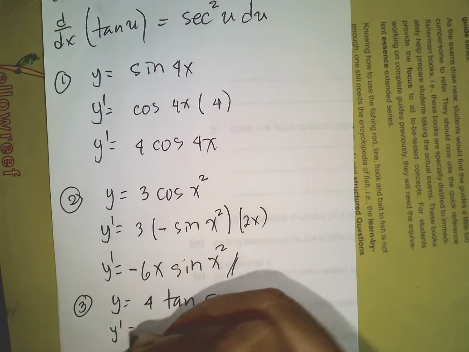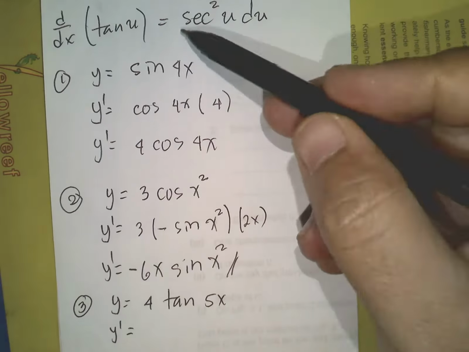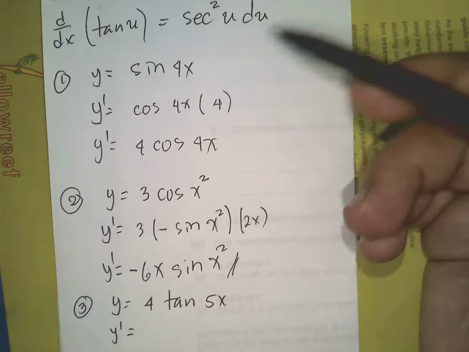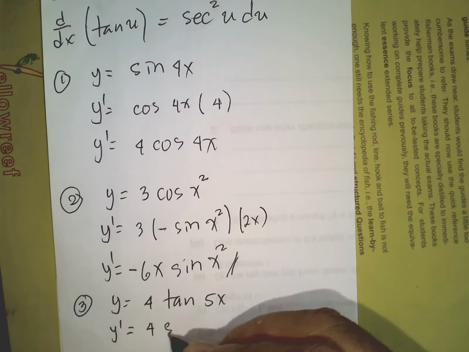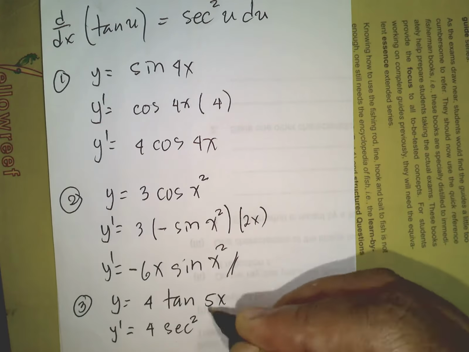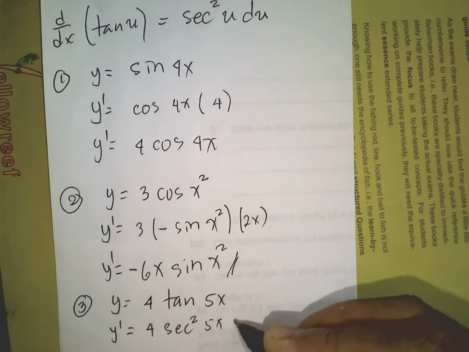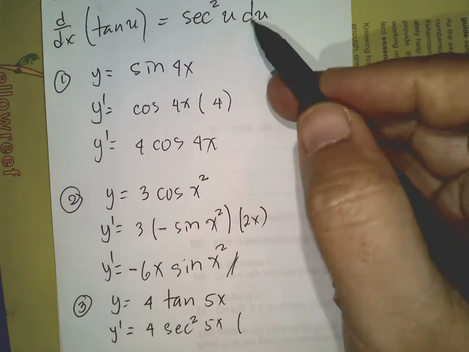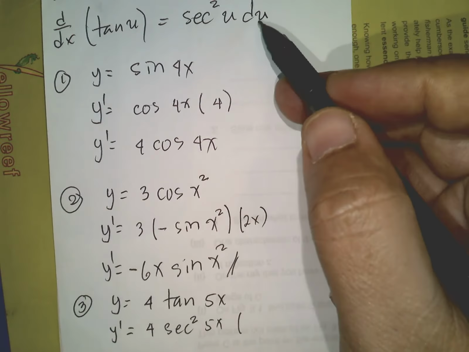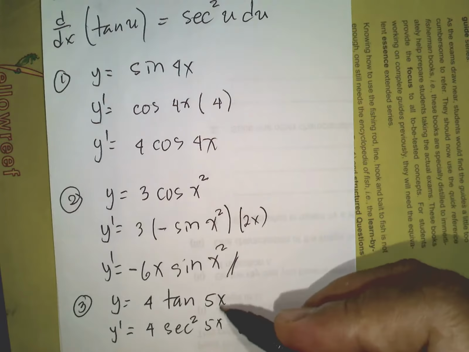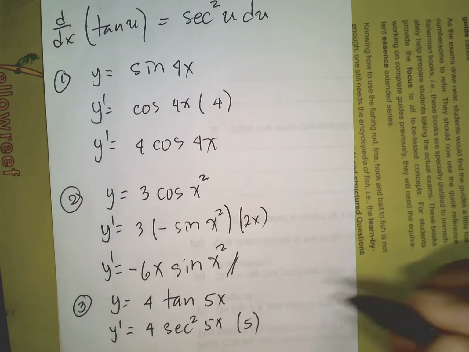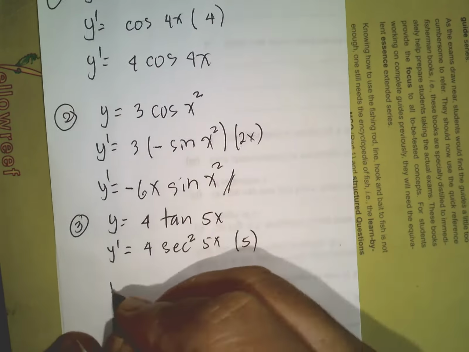So my y prime, my derivative according to this formula, is secant squared u du. So 4 times secant squared, your u is 5x. Then you multiply that by the derivative of your u. The derivative of 5x is 5. So the final answer now is y prime equals 4 times 5 is 20, secant squared 5x. Done.